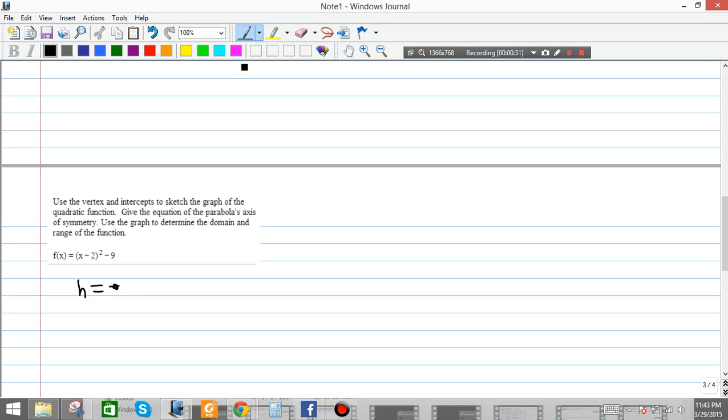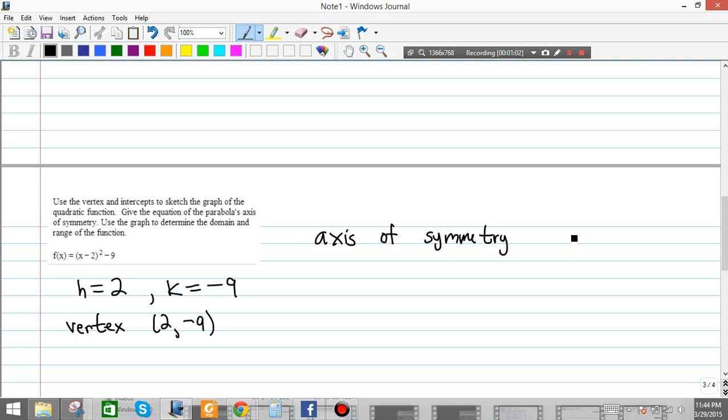h is 2, k is -9, so the vertex is the point (2, -9). The axis of symmetry is a vertical line in this case. And so you have to write x equals 2, and it is this 2 right here.